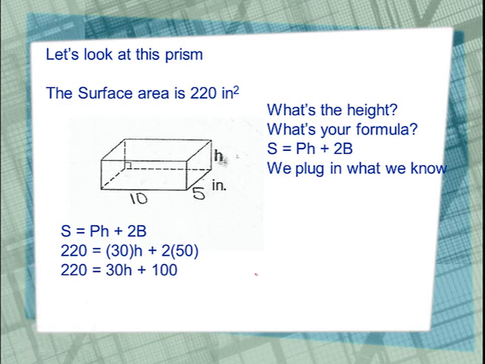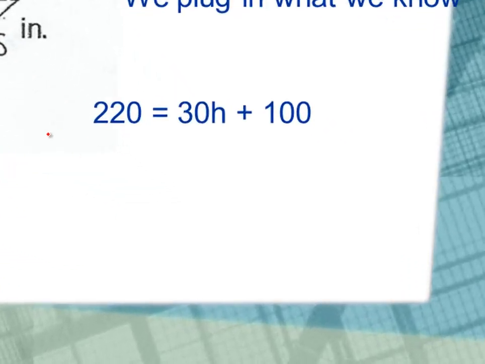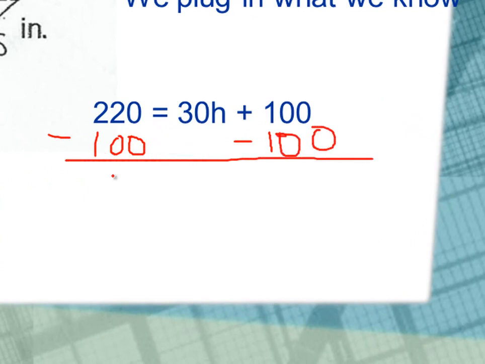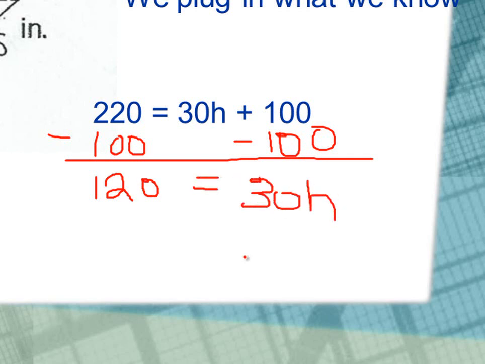Now I have an equation. 220 is 30h plus 100. Does everybody see how I got that? So I'm going to subtract 100 from each side. That's going to give me 120 is equal to 30h. And then I divide both sides by 30 to solve for h.